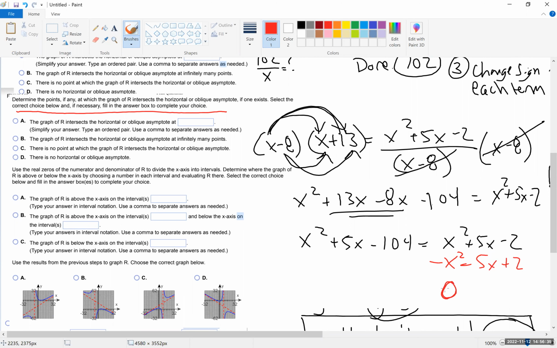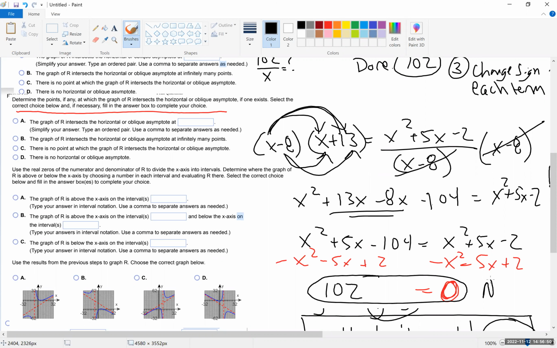We're doing that so we get 0 on the right side. What do we end up with? We end up with -102. Is -102 equal to 0? The answer is no. So we would say that it does not intersect. The graph has no point that it intersects. C is what we want to answer for that one.